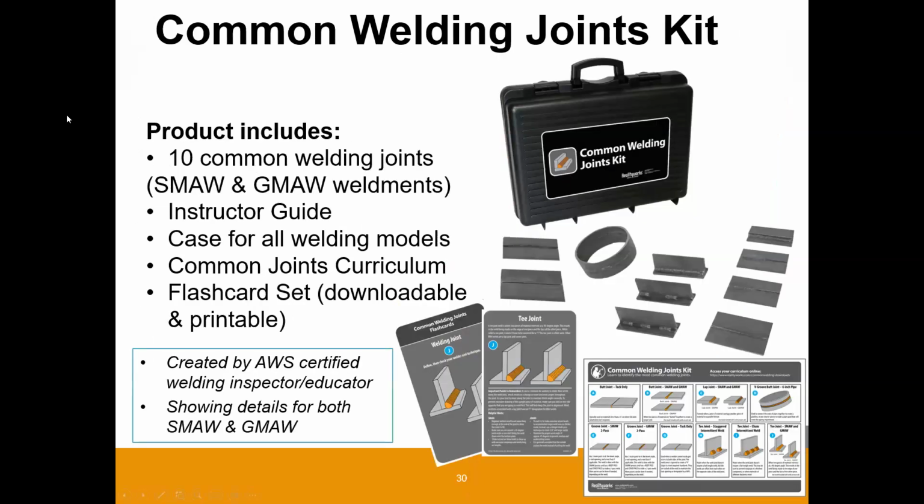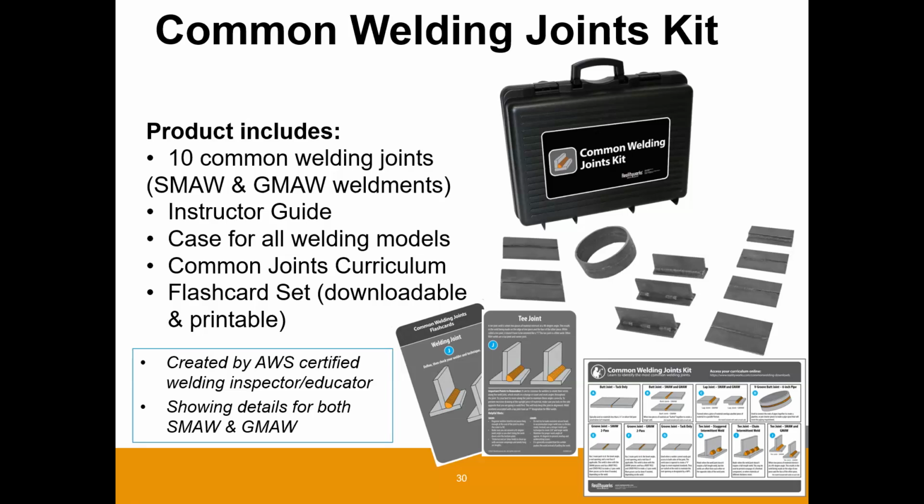Now, where does that come from? Well, we also have our common welding joints kit. And so usually we would start out with students being able to see what a quality weld looks like. We have 10 common welding joints that allow you to actually see what those welds should look like and what would pass for a quality weld.